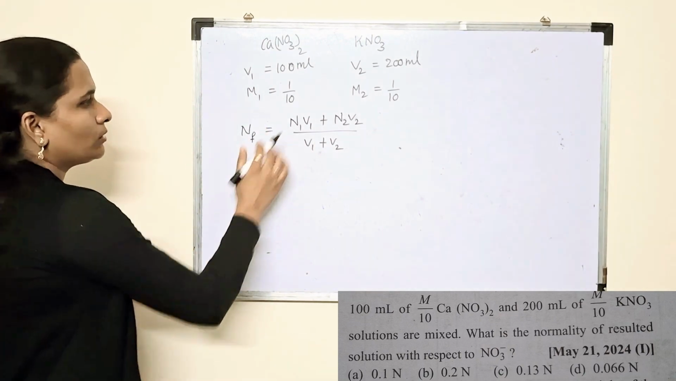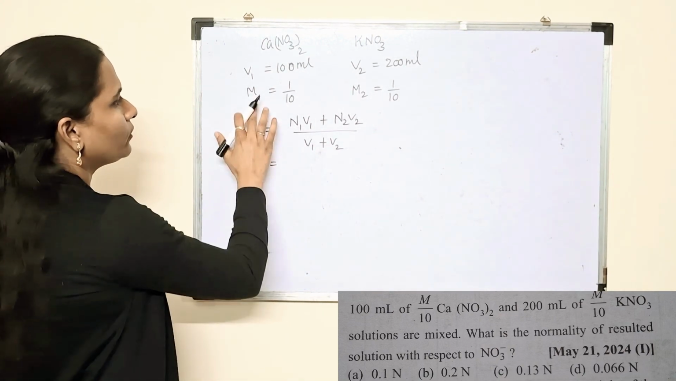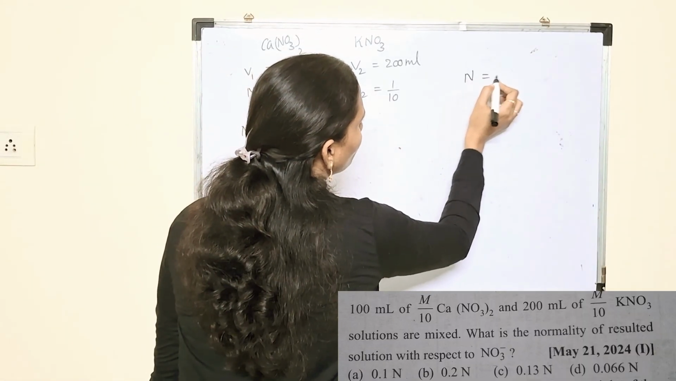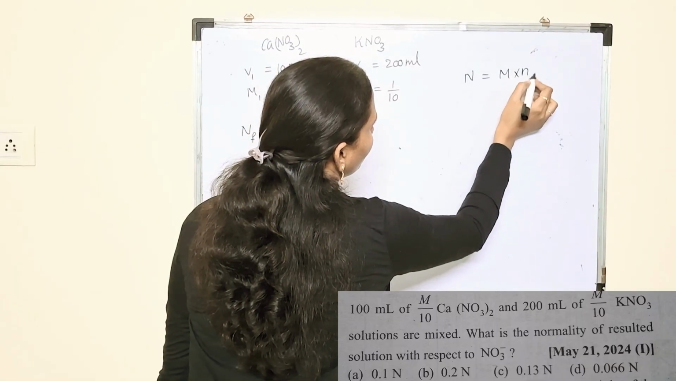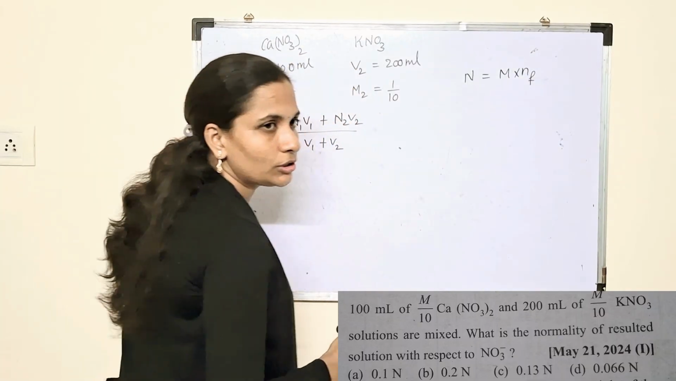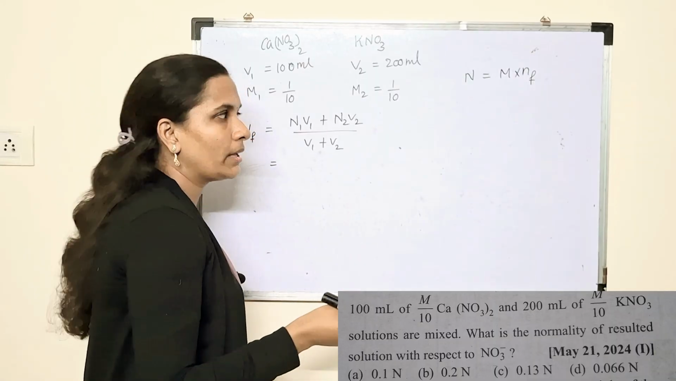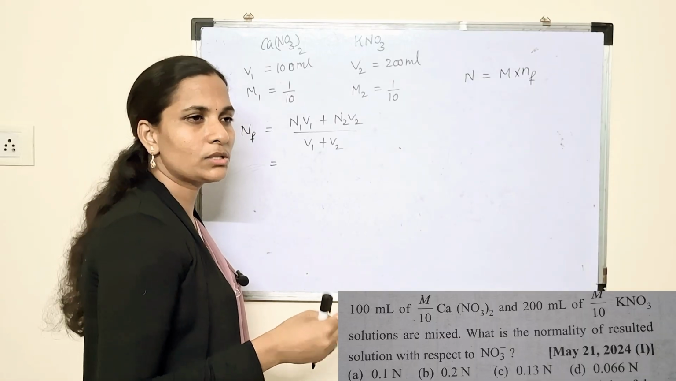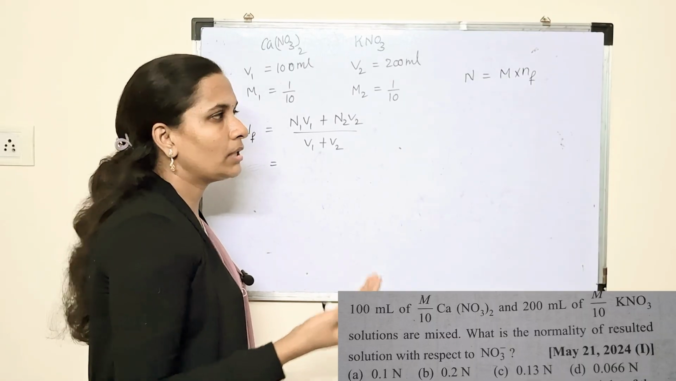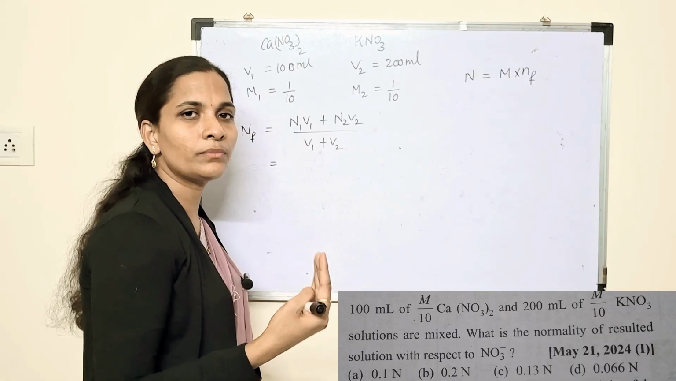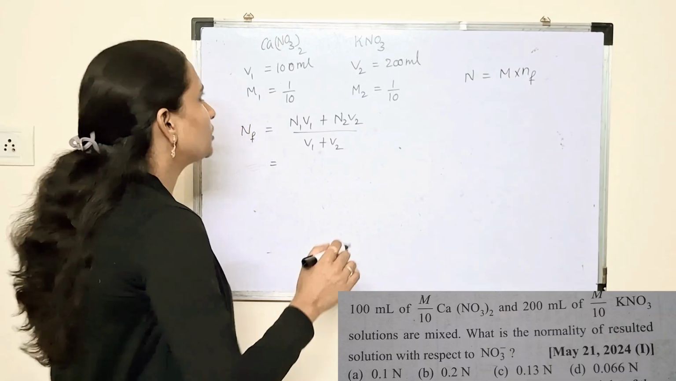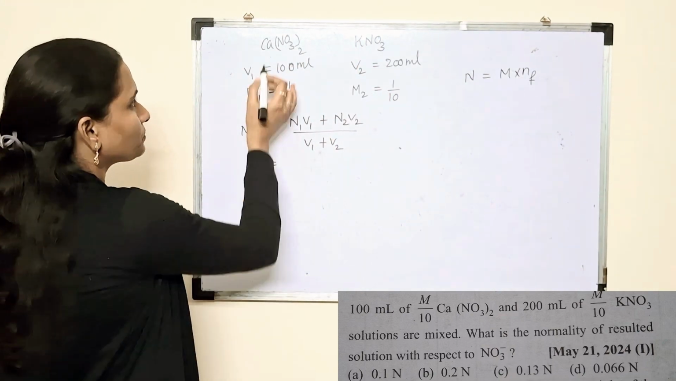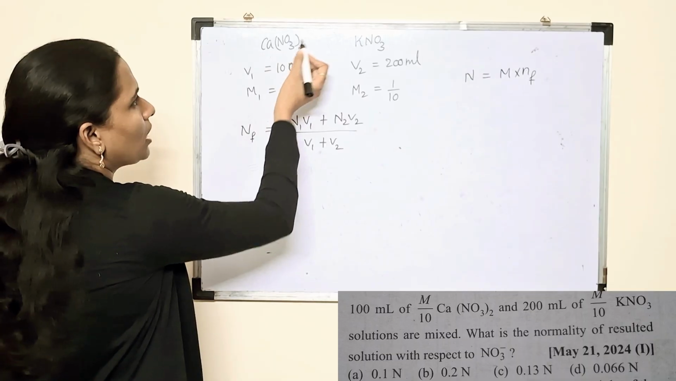Now N1 we don't know, but M1 we know. So what is the relationship between molarity and normality? Normality equals molarity into n factor. So what is the n factor here? For an acid, we have to calculate the basicity, and for a base we have to calculate the acidity, and if they give a salt, then the n factor for the salt is the charge on the cation or anion. Now here Ca(NO3)2 and KNO3 are salts, so here it is the charge on the cation or anion.